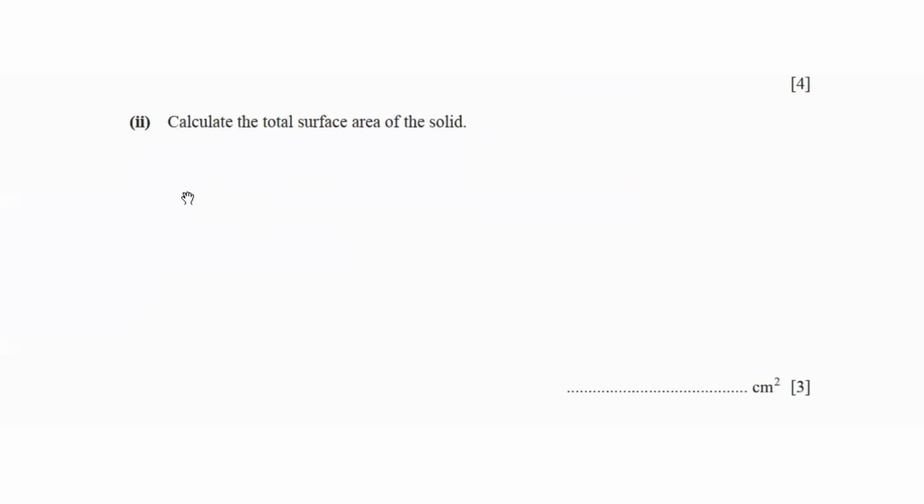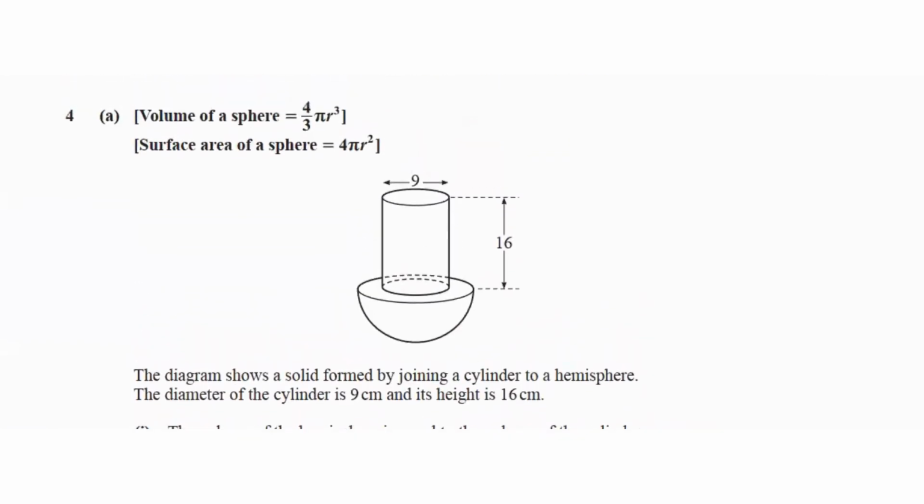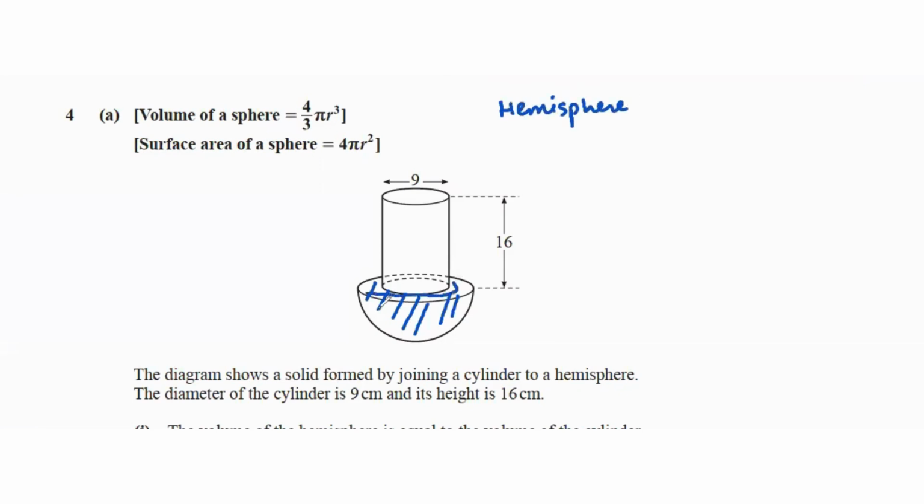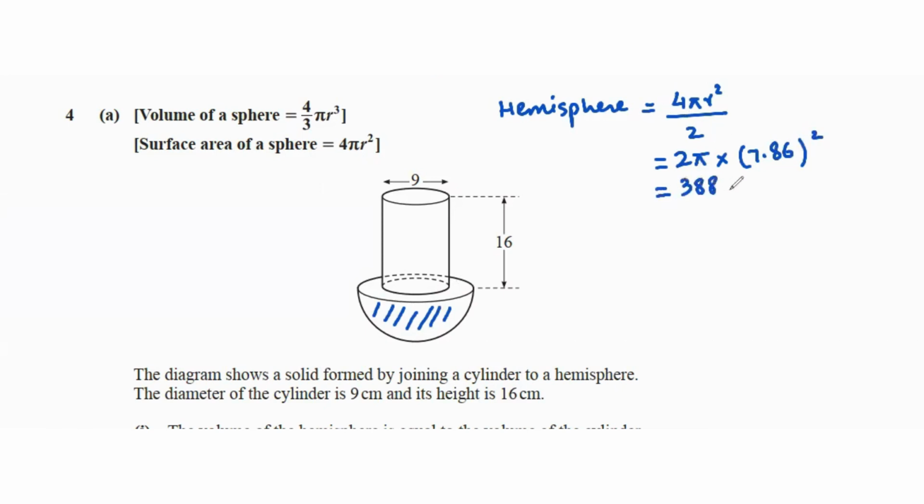Then it says calculate the total surface area of the solid. So to calculate the total surface area, first look at the surfaces that we have. Let's start with the sphere first. A sphere has the total surface area of 4 pi r squared. The hemisphere will include this and this. So let's start with finding the area of this part first. I'm going to color code this. This is going to be half of 4 pi r squared. So 2 pi, and r is 7.86, which we just found, so 7.86 whole squared. This is going to equal 388.17 centimeters squared.